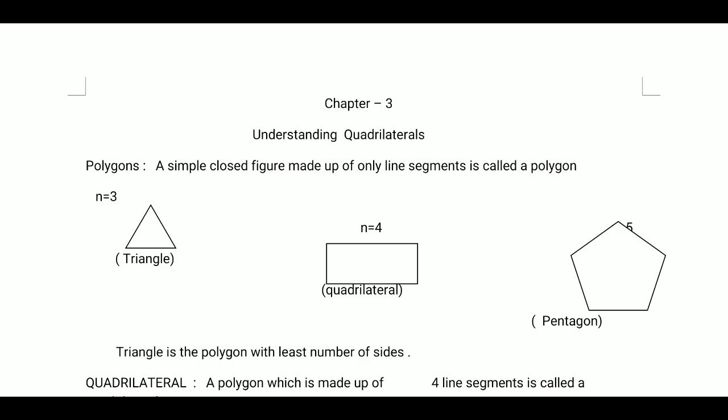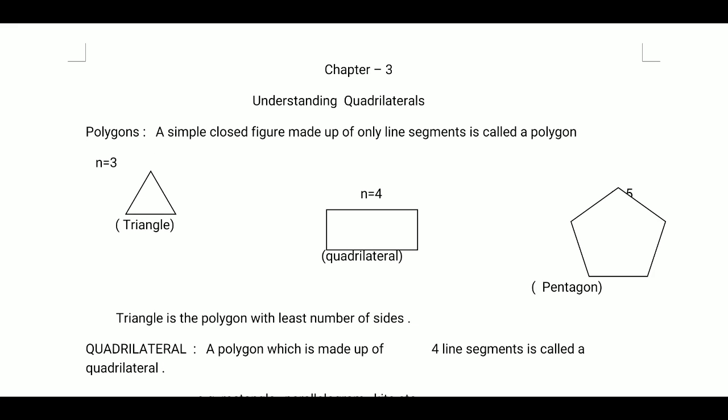Now, I am taking chapter 3 of your textbook, that is Understanding Quadrilaterals. In this chapter, firstly we have to know about polygons. A simple closed figure made by only line segments is called a polygon. A polygon is made by line segments and it must be closed.